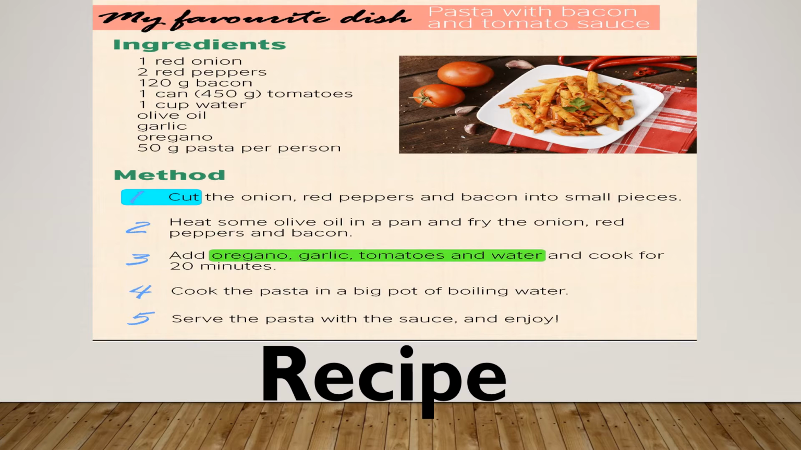First, you have to cut the onion, red peppers, and bacon into small pieces. Second, heat some olive oil in a pan and fry the onion, red peppers, and bacon. Third, add garlic, tomatoes, and water and cook for 20 minutes. Fourth, cook the pasta in a big pot of boiling water. And finally, serve the pasta with the sauce and enjoy. This is the recipe for pasta with bacon and tomato sauce.